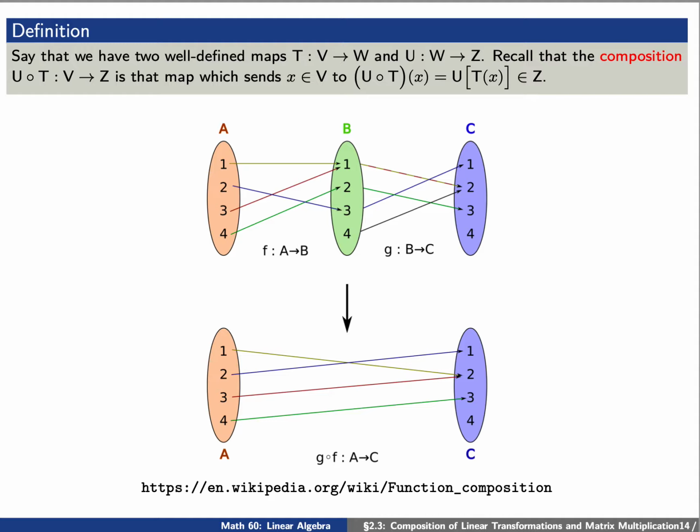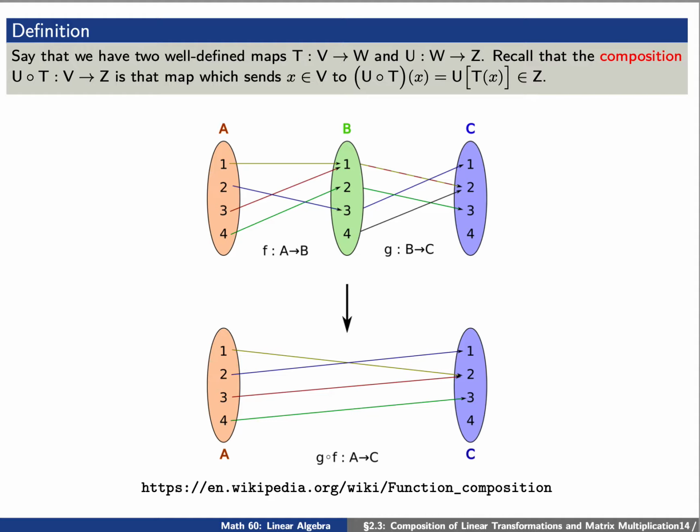You can see here from the graphic on the screen what's happening. We'll start with our domains on the very left. In this case, it's denoted by capital A. We can then map all the way to the right for our codomains, capital C.